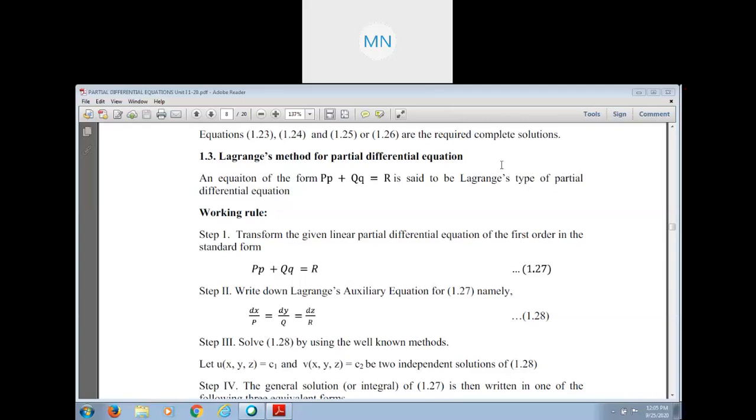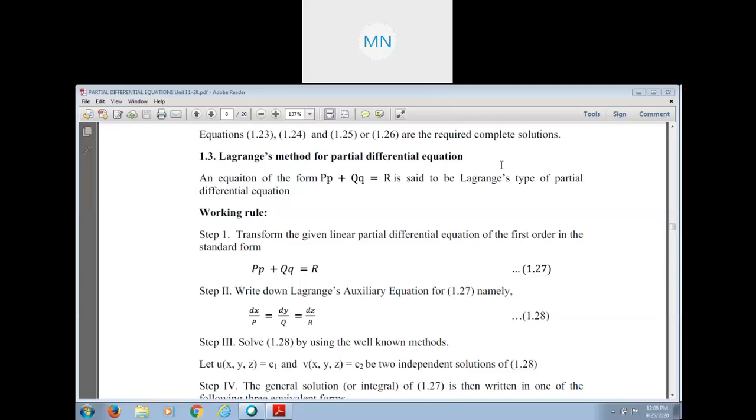Suppose we consider the first order partial differential equation, which looks like f of x, y, z, a, b, where a and b are some functions of x and y only. In some cases they may be constants also. We have discussed various types of partial differential equation, that is semi-linear, linear, non-linear, quasi-linear, and so on. Today we will discuss the Lagrange method for solving partial differential equations.